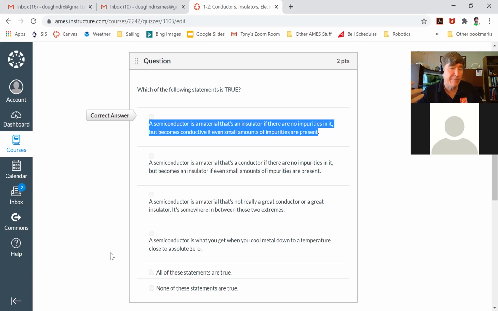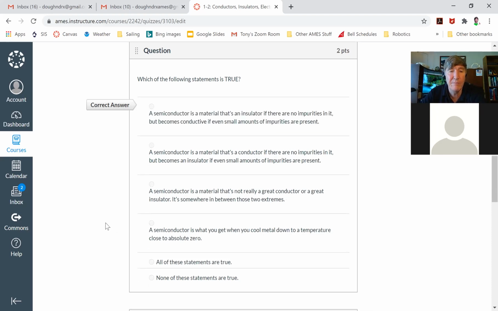you said that water was like that, right? You said that water, when it's pure, is an insulator, and when it's got impurities in it, it's a conductor. So does that mean that water is a semiconductor? Not really, because for water to become a conductor, it needs more than just a few parts per million. You need a lot of impurities in the water for it to be a conductor. Whereas with a semiconductor, if you just get one or two parts per million, then it can be a good conductor. So don't get that one confused. A lot of people do.